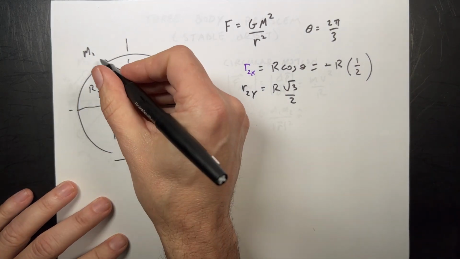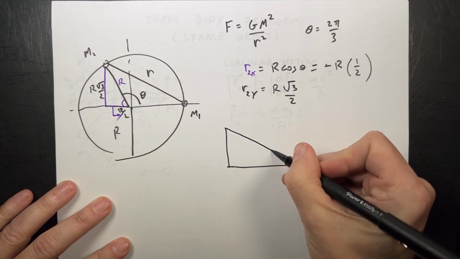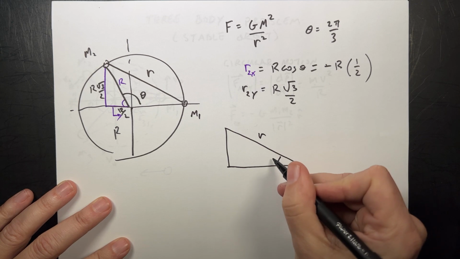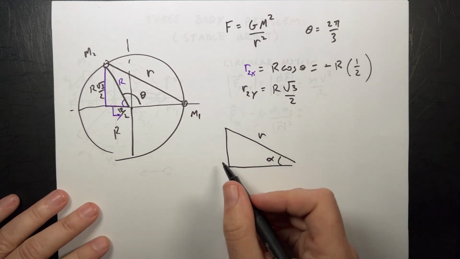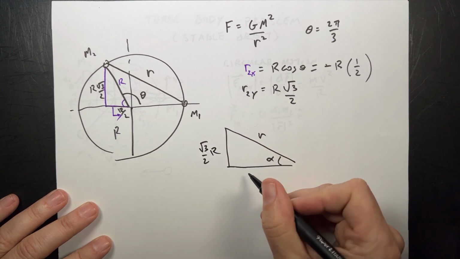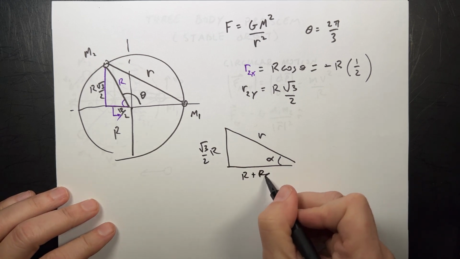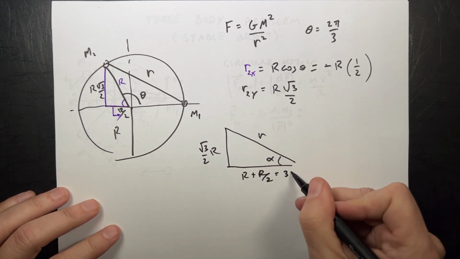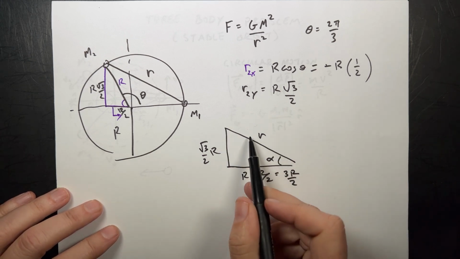Now I have a bigger triangle right there. So this bigger triangle looks like this. This is the length r. That's some other angle alpha, which I don't really care about. And this is going to be square root of 3 over 2 r, and this is going to be equal to r plus r over 2, so it's going to be equal to 3r over 2. So now I have a right triangle. Now I can find r.